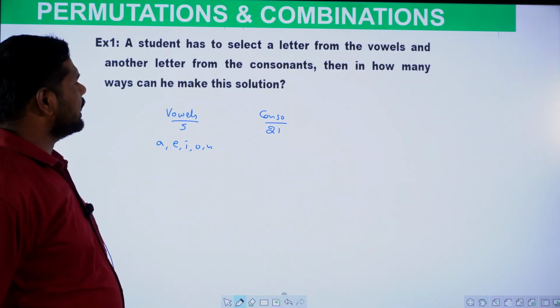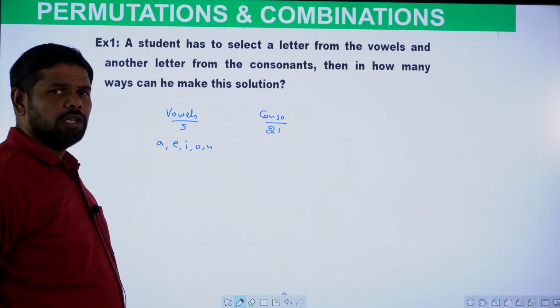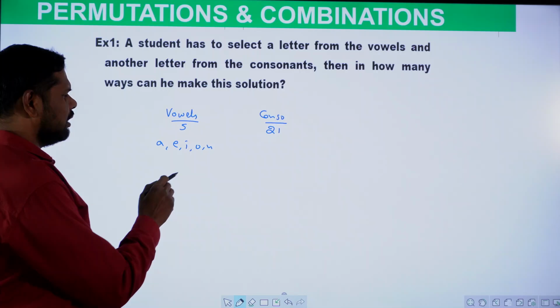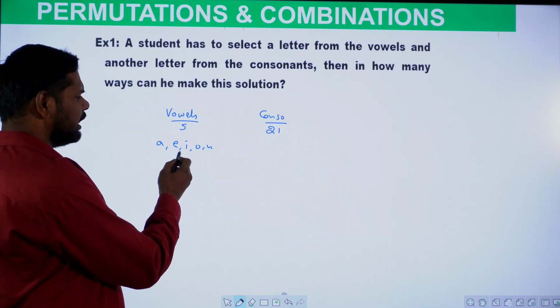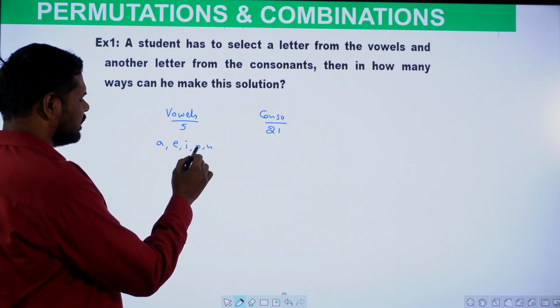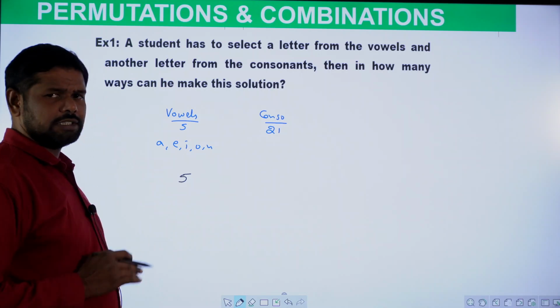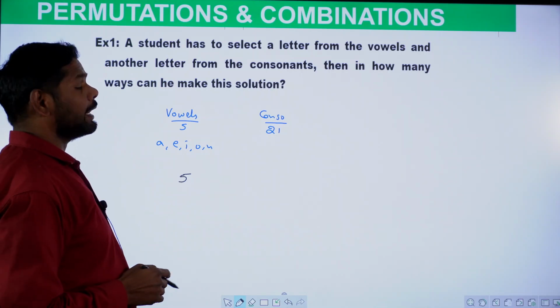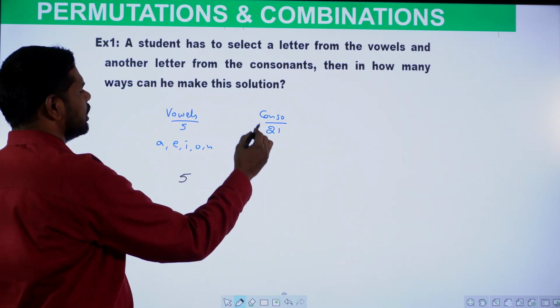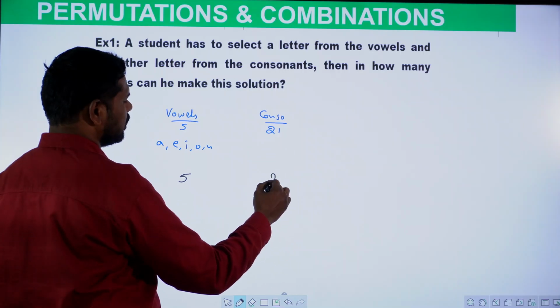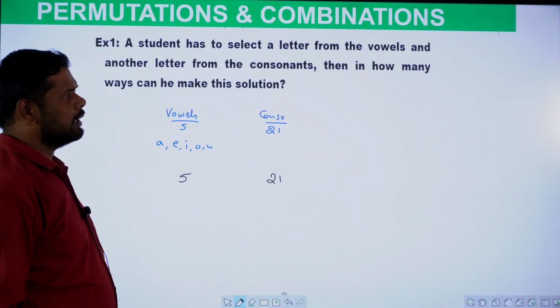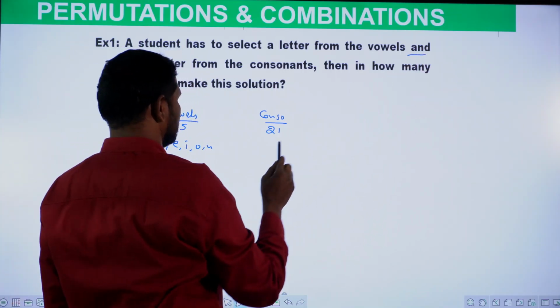So the question is, a student has to select a letter from the vowels. From the vowels means any one of the 5 letters, maybe A, E, I, O, U. So any one of the 5, in how many ways? 5 ways. It's clear. And another letter from the consonants means out of 21, any one letter: 21 ways. Here just observe, and is nothing but into.